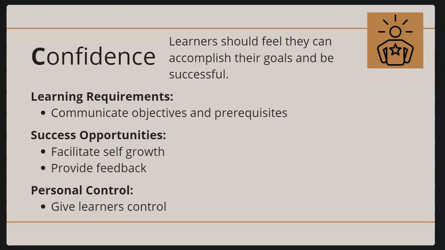The third strategy under confidence is personal control. Give learners control. Allow them to choose the learning methods they find work best for them. They feel independent and in control of their own success. Learners have internal factors affecting their success, not exclusively external factors. They're going to be more committed to the course as they engage in their own learning.